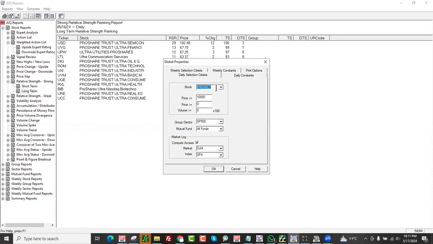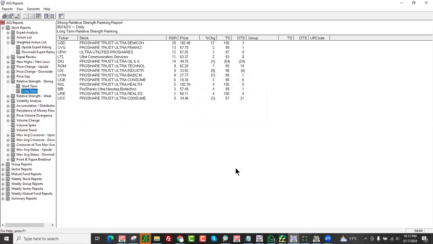We can use any number of these tools to slice into those ETFs to find which ones are trending strong: price change upside, downside, persistent money flow. In this case, what we're looking at here is the strong relative strength ranking report on the long term, and here's the short term as well.